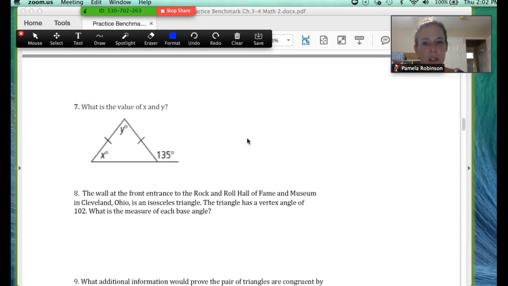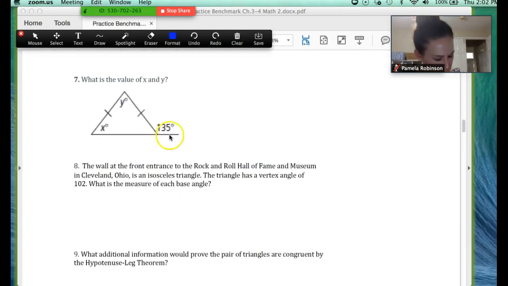What is the value of x and y? All right, looking at this, I can figure out a few things. This is a straight line, so that means that these have to be 180, supplementary. I also know the exterior angle is equal to the 2 remote interiors for that same reason. These have to be 180 when I add up the angles of a triangle. So this and this has to be 180, and this and this has to be 180. So that's going to equal those two. Exterior equals the 2 remote interiors.